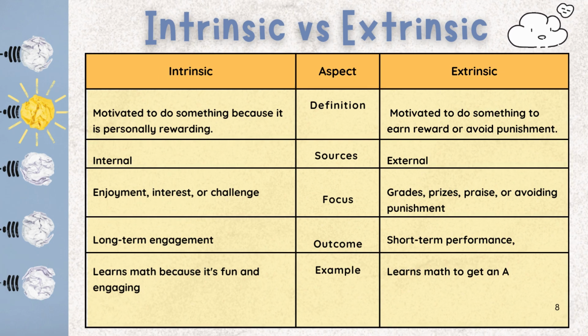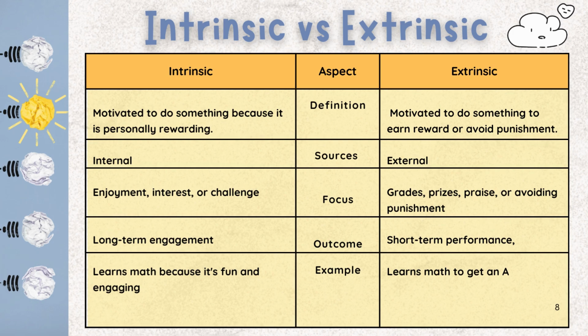The focus here is on the outcome. The person is thinking about what they will get or what will happen once the task is done. The fourth is the outcome. The outcome tends to be short-term performance. Extrinsic motivation can boost effort quickly, but it often fades when the reward is removed. It might not lead to deeper understanding. So, for example, students learn maths just to get an A.